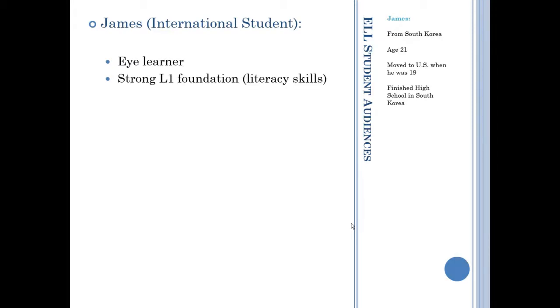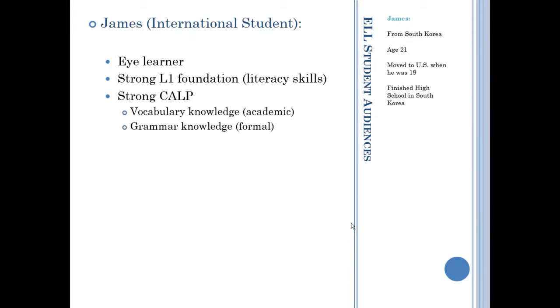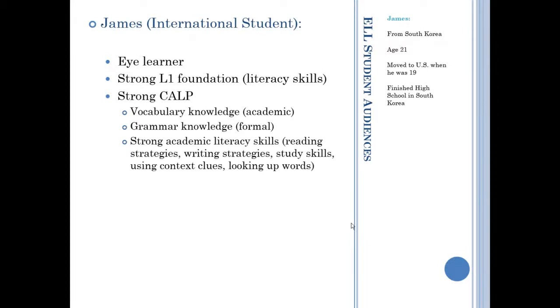He hasn't had much exposure at all until he moved to the U.S. to spoken English. He has a strong first language foundation. These are the reading and writing skills I was talking about, literacy skills in Korean. He has a strong CALP, right? He has vocabulary, academic vocabulary knowledge in Korean and probably in English too, because he studied so much vocabulary in English books. He has formal grammar knowledge, probably from the books that he studied in Korea. Academic literacy skills. He understands this concept of using context clues to look up words, all of this.